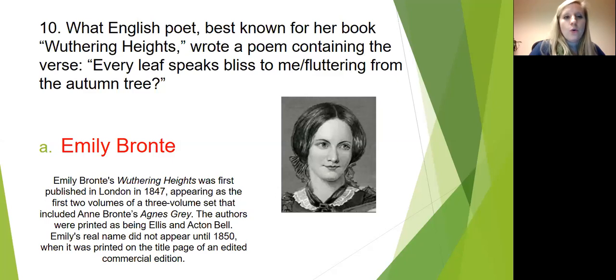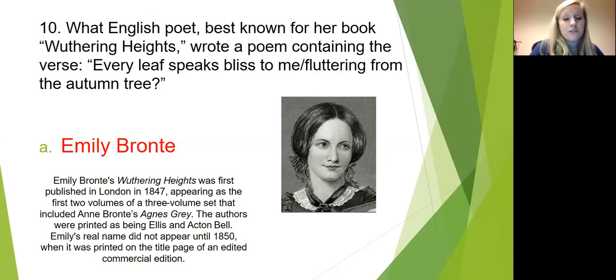Question 10. What English poet, best known for her book Wuthering Heights, wrote a poem containing the verse, "Every leaf speaks bliss to me, fluttering from the autumn tree"? And the answer was A, Emily Bronte. Emily Bronte's Wuthering Heights was first published in London in 1847.